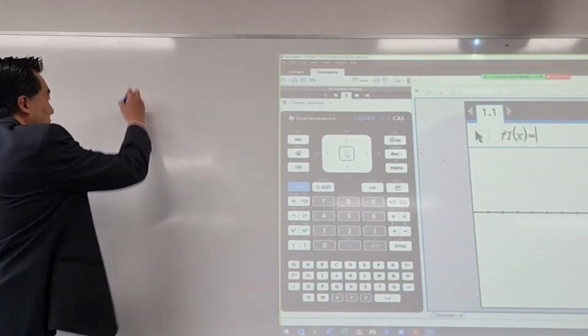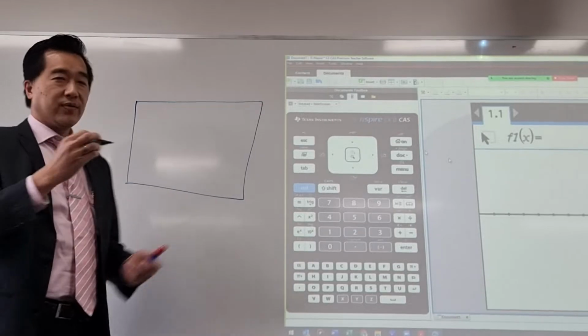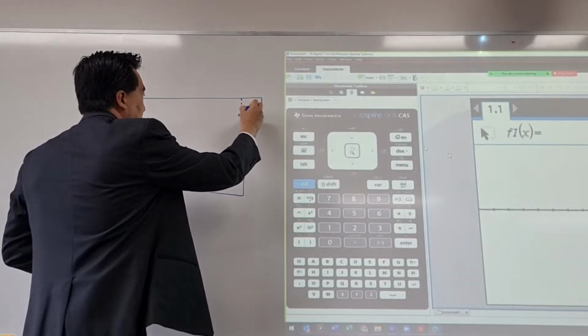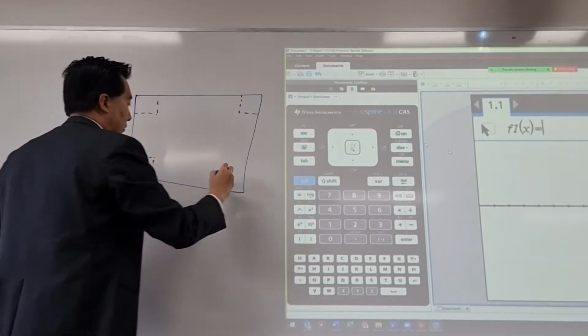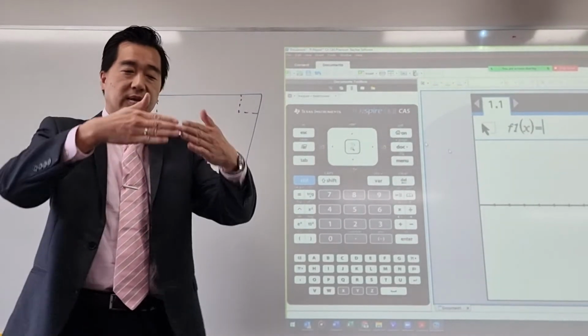Let's just say we start off with a rectangle, or it could be a square, piece of paper, and we want to fold it up so that there will be 4 sides that will fold up nicely. So when you fold up the 2 edges, they fold up like this, right?